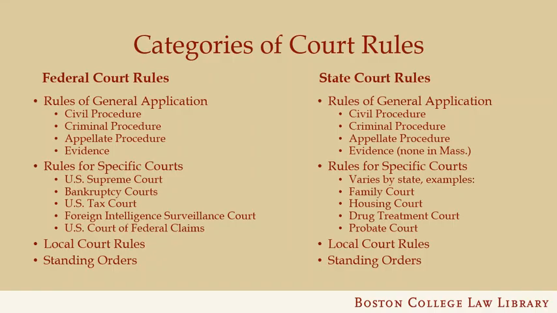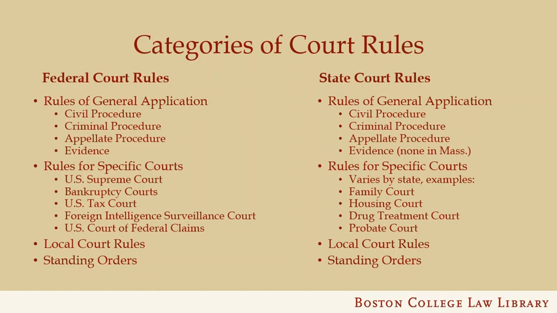Within a court system, there are a number of categories of rules. The first is rules of general application. These typically include the rules of civil procedure, criminal procedure, and appellate procedure, as well as the rules of evidence. Here in Massachusetts, we do not have formal rules of evidence, and the courts rely on common law for most evidentiary rulings. The next level is rules for specific courts.